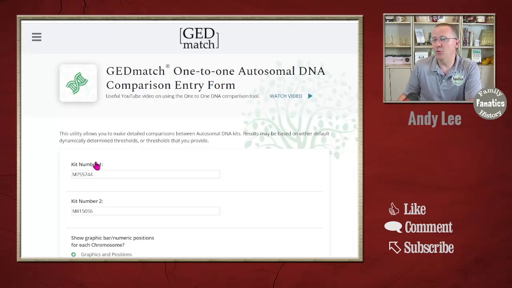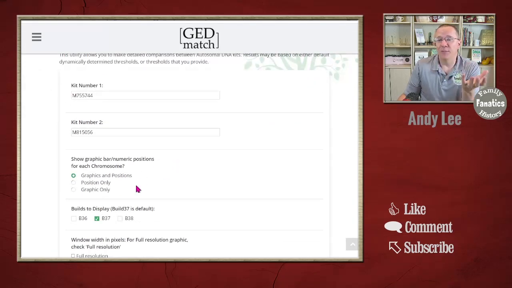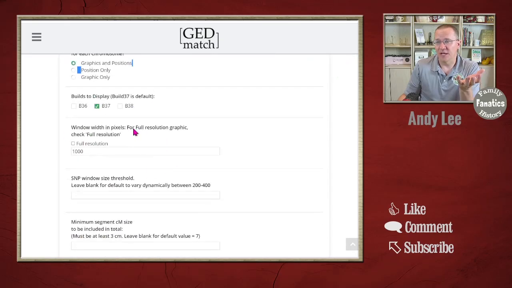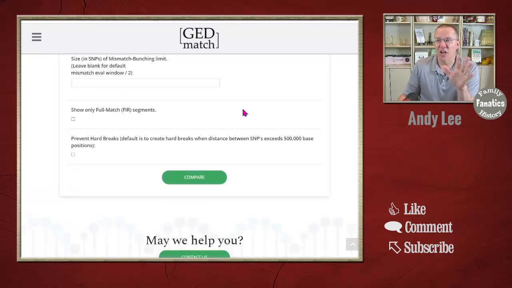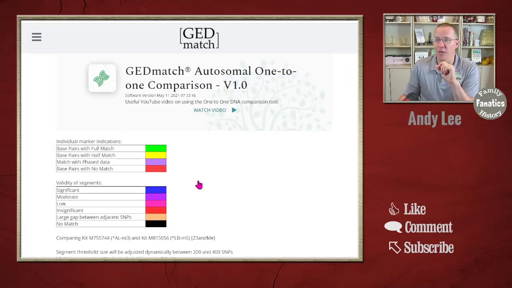So here is the one-to-one form. What you need is two kits, yours and somebody else's, or really any two kits, to compare together. First off, I'm going to use myself and a brother. I'm going to be showing everything with the graphics and the position. I'm not going to change the build. I'm just going to be showing the regular resolution, and we'll just leave it at that. We're not going to change anything else to start with.